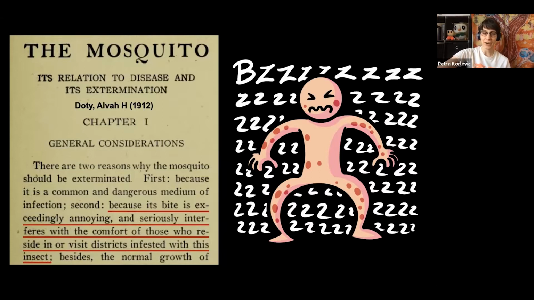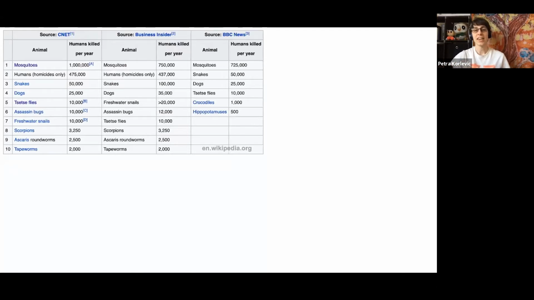However, mosquitoes are also very often found in lists of animals that kill the most humans per year. These are just 3 sources that Wikipedia lists, and in all of them, mosquitoes are first. Although the second one is always humans, which to me sounds a bit more reliable. But you have organisms like mosquitoes, humans, snakes, dogs, and then you have tsetse flies, assassin bugs, freshwater snails. You have very small critters on this list.